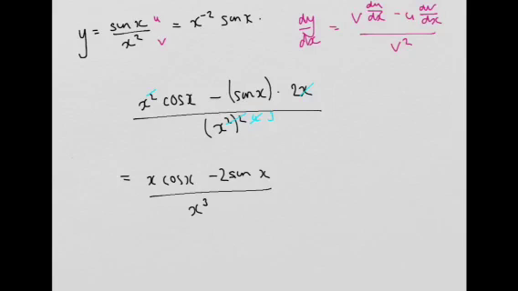Cases where I have to use the quotient rule are things where I've got sines and cosines on the bottom. There's no other way to handle those ones.